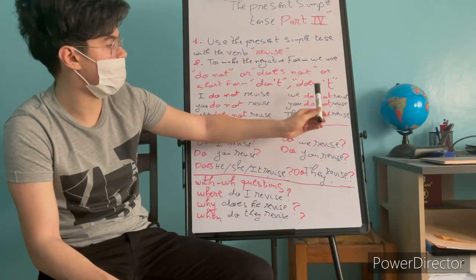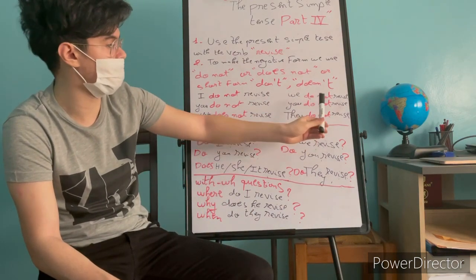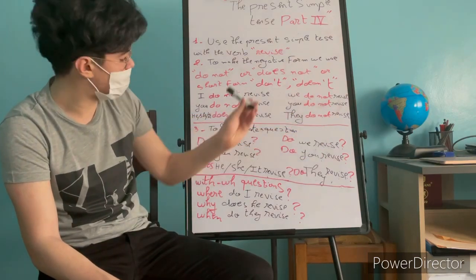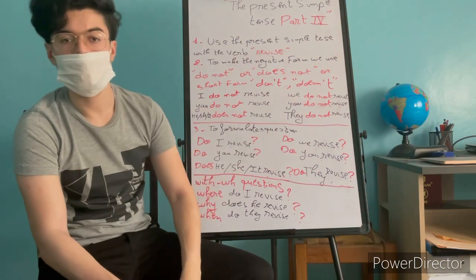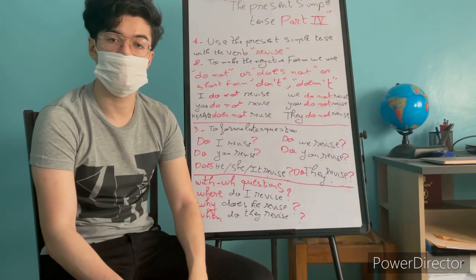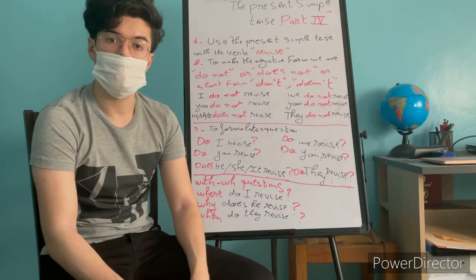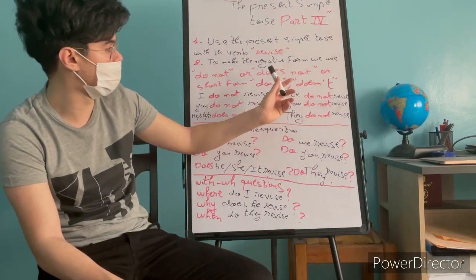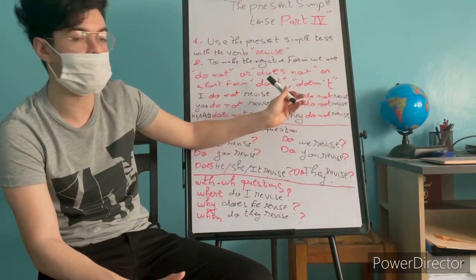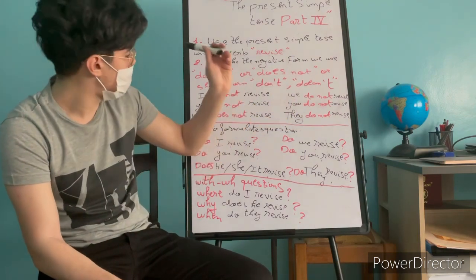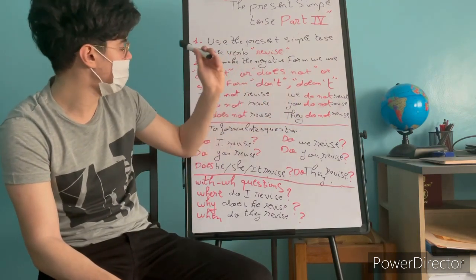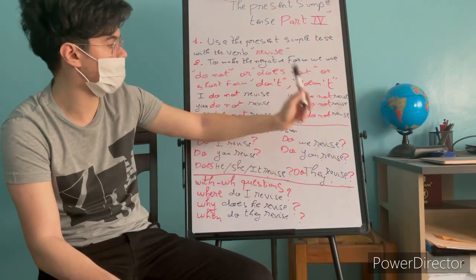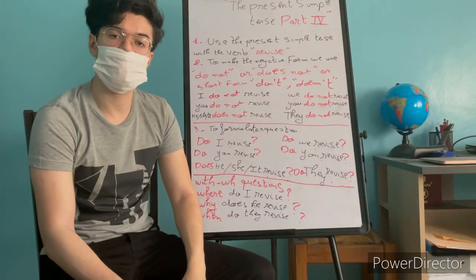We do not revise, it stays the same. You do not revise, it stays the same. They do not revise, it stays the same. It only changes in the third person singular. And that's it for the negative form with the verb revise. One more thing, in order to express the short form of do not or does not, we simply say don't or doesn't. I don't revise, you don't revise, he, she, it doesn't revise, we don't revise, you don't revise, they don't revise. And that's it for the negative form.